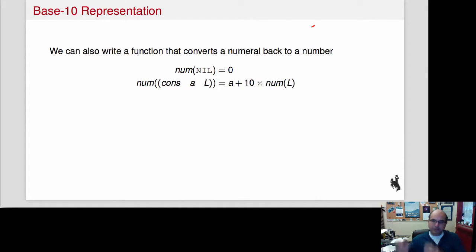Now let's go the other way. I want a function that takes a numeral and goes back to a number. So here are the important equations. If I pass in nil, then it should return 0, because there are no numerals.